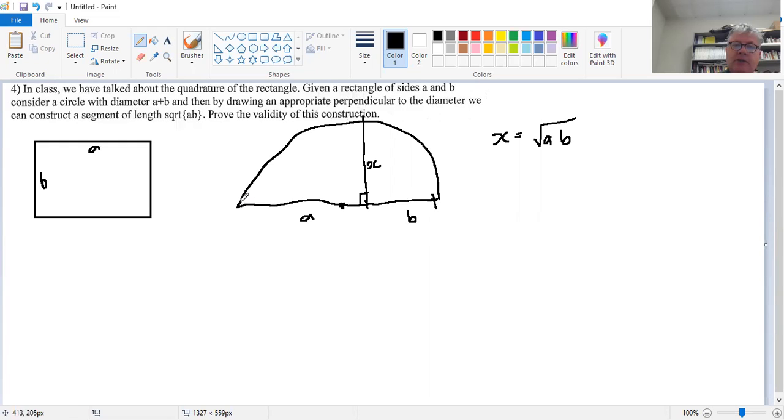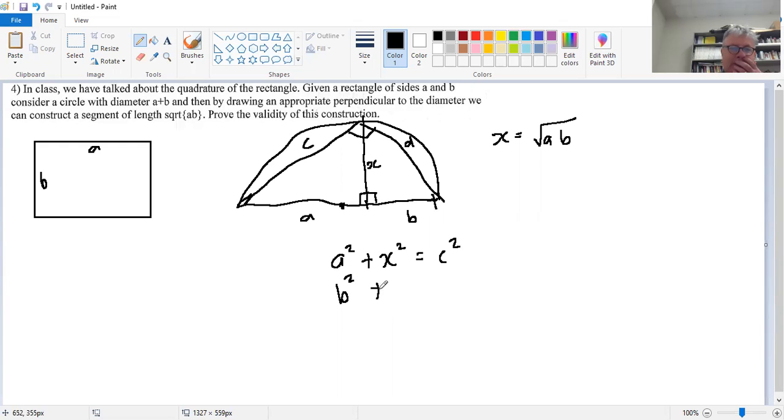Well, we just turn things into triangles. If we do that, then we've got two right triangles here, and we've got a right triangle right there. Let's say this is length C, and this is length D. What do we got? We got A squared plus X squared equals C squared. We've got B squared plus X squared equals D squared. And we've got C squared plus D squared equals (A plus B) squared.